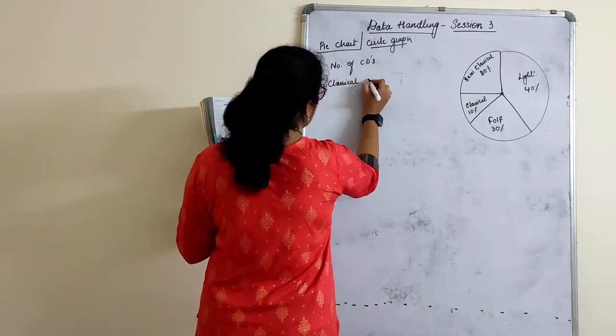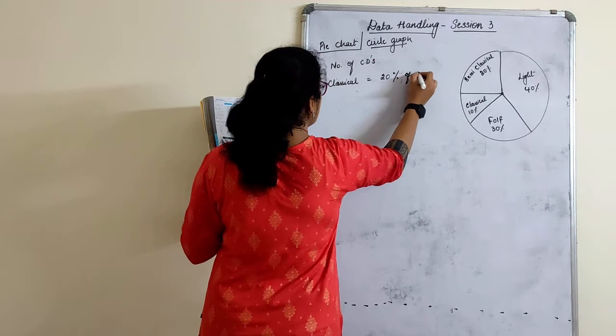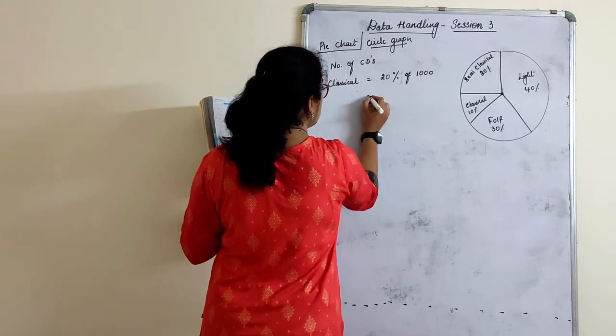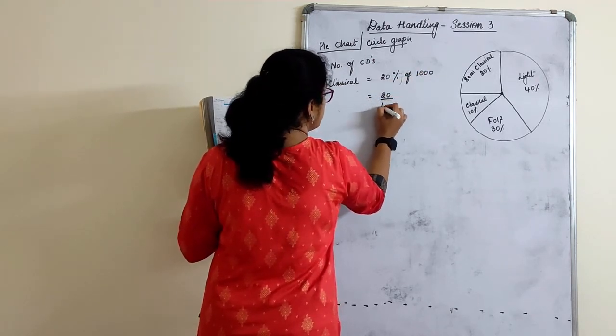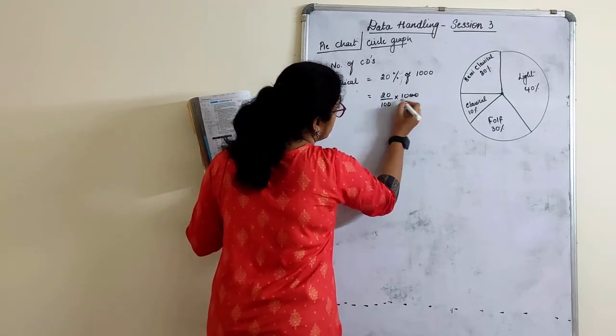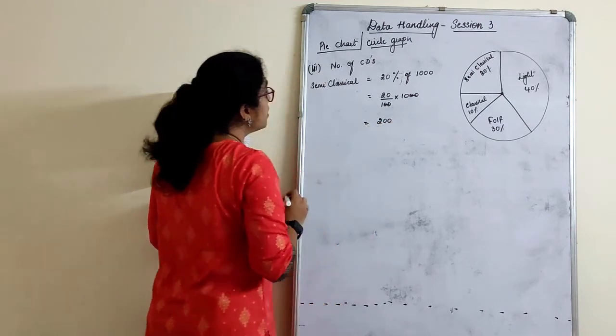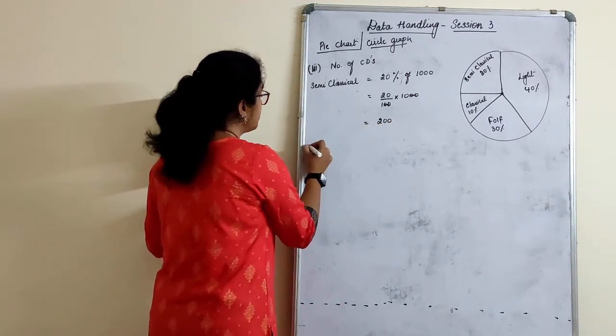So semi-classical will be made how many? 20% of 1000. 20 by 100 into 1000. 2 zeros, 2 zeros. So there will be 200 semi-classical CDs done.